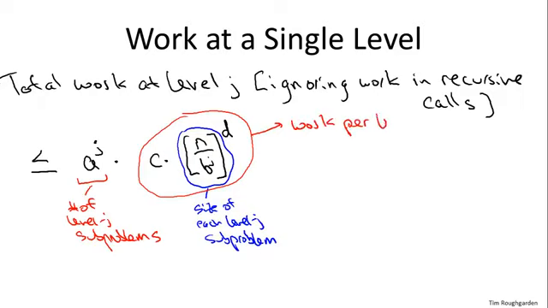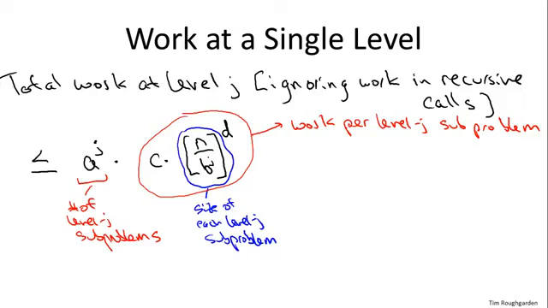Next, I want to simplify this expression a little bit, and I want to separate out the terms which depend on the level number j and the terms which are independent of the level number j. So if you look at it, a and b are both functions of j, whereas the c and n to the d terms are independent of j. So let's just separate those out.